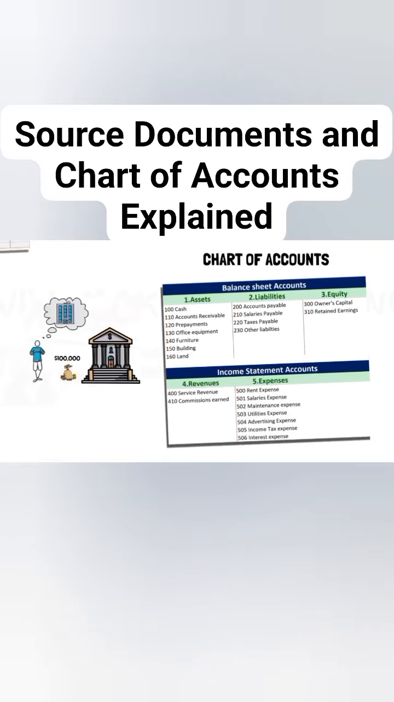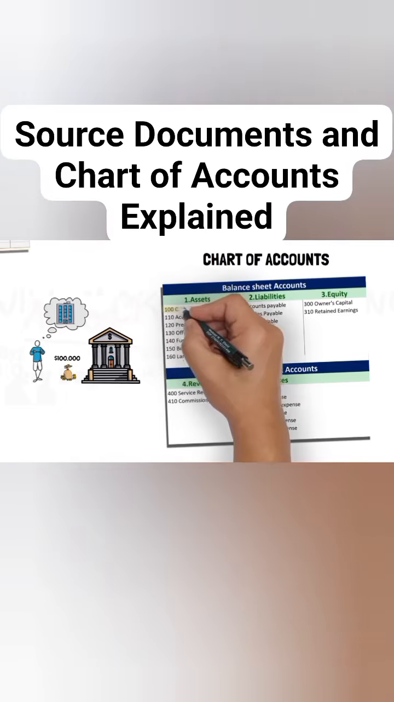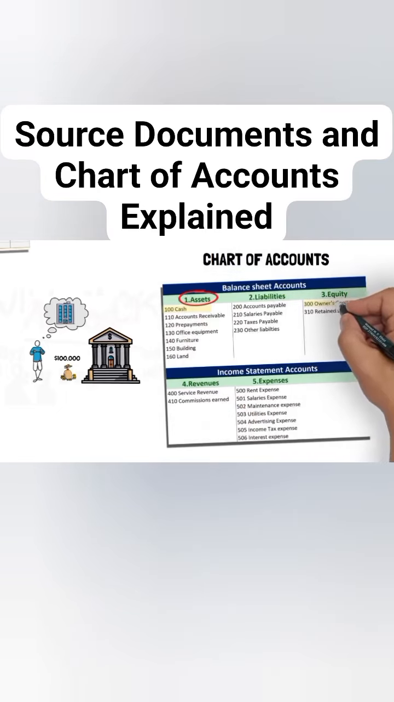In our example, the accounts affected by the transaction are the cash account, which is an asset account, and the capital account, which is an equity account that is used to record the owner's contribution to the business.